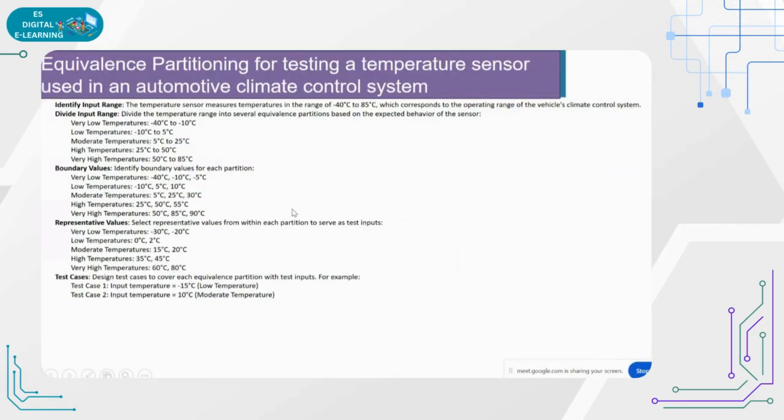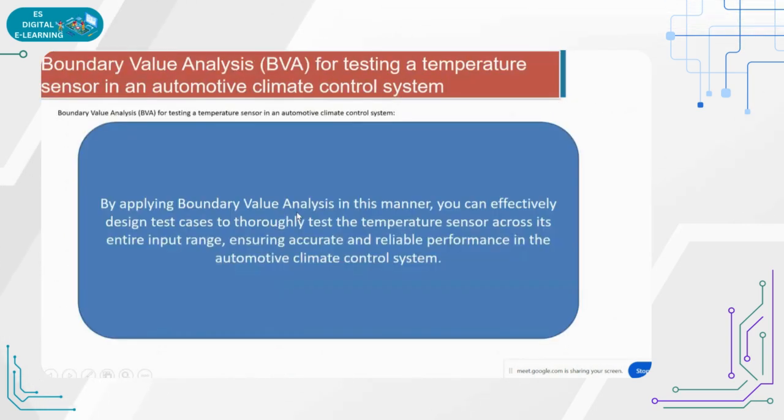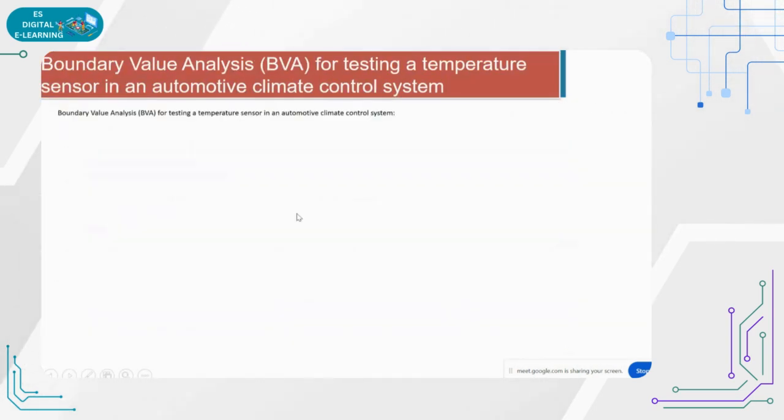So this is equivalence class partitioning. You can go through it. And next is the boundary value.